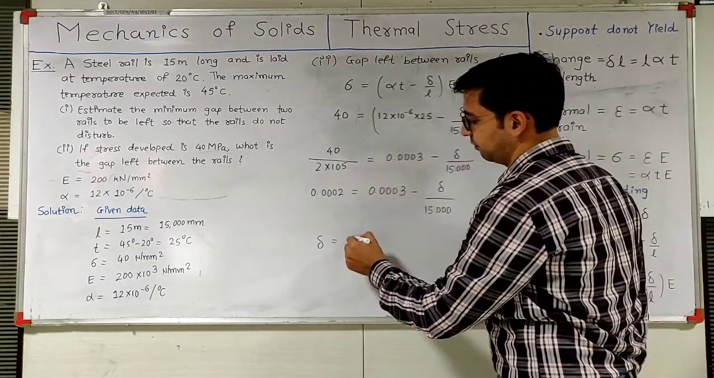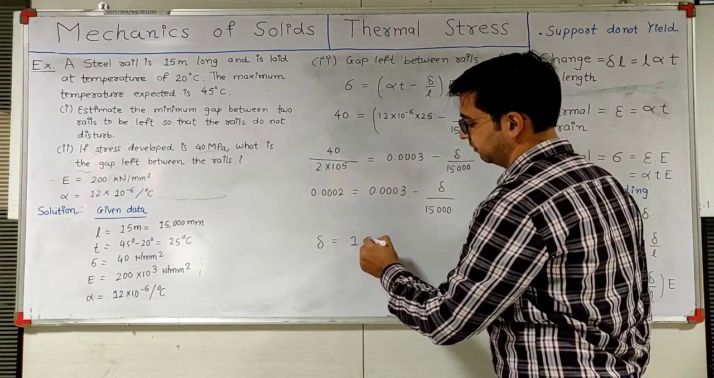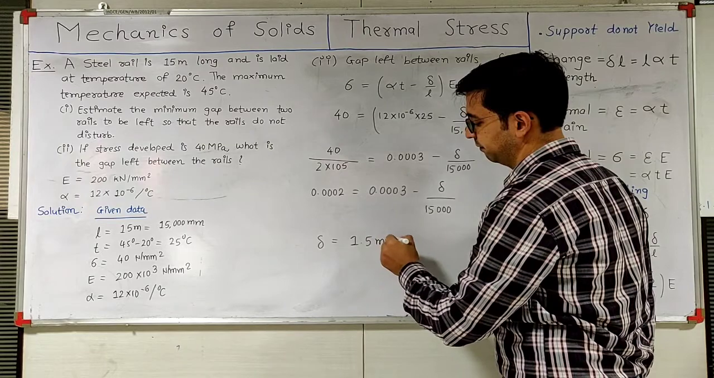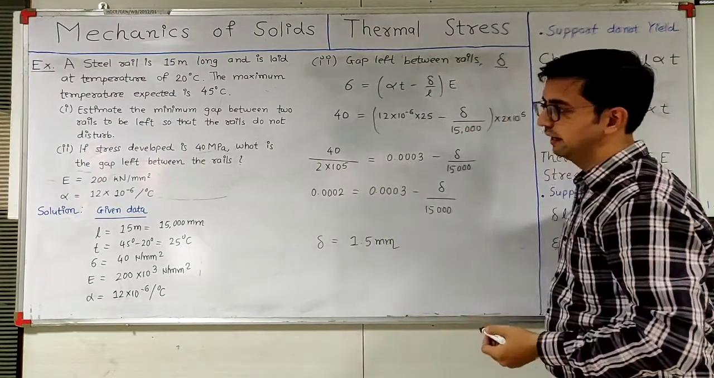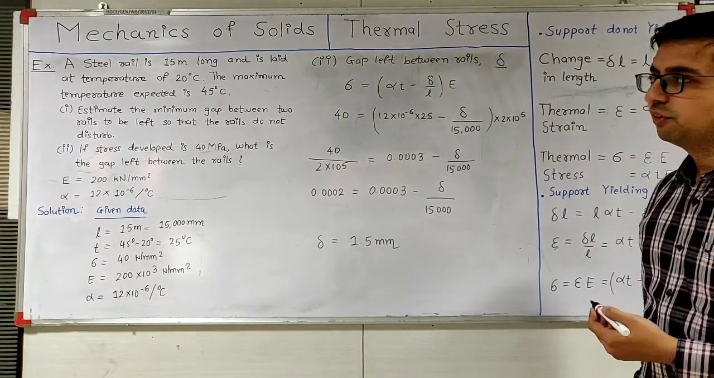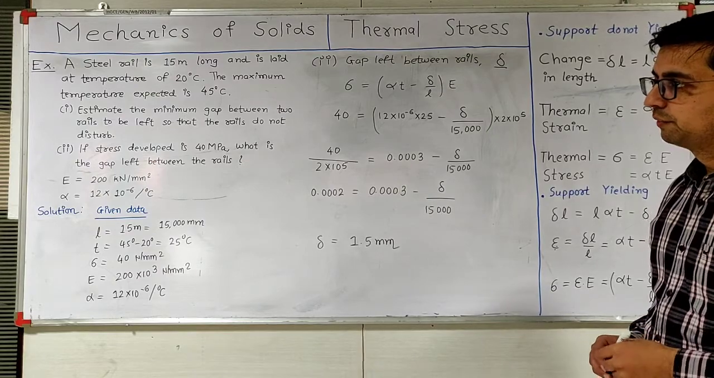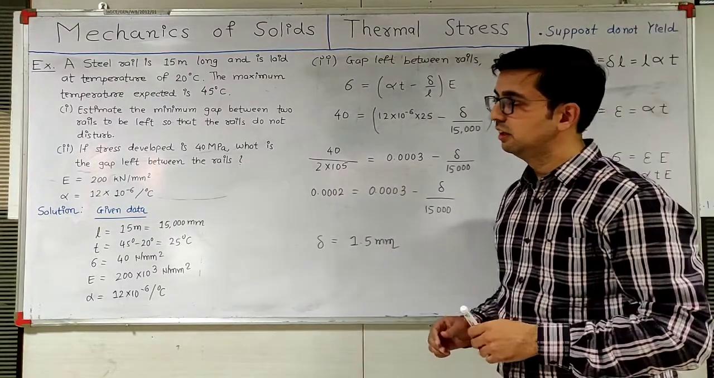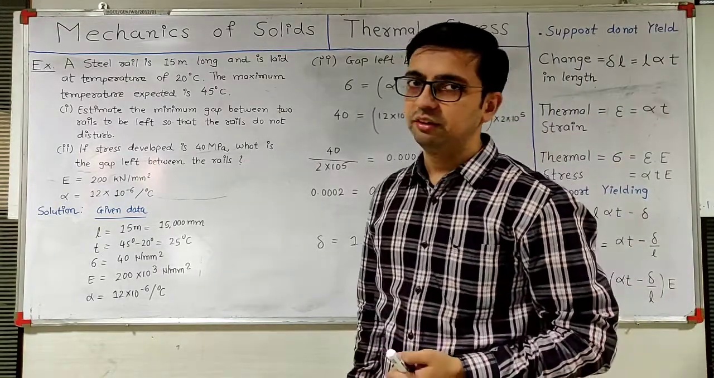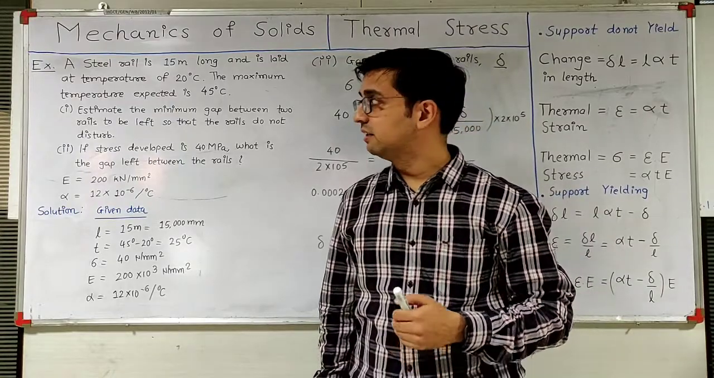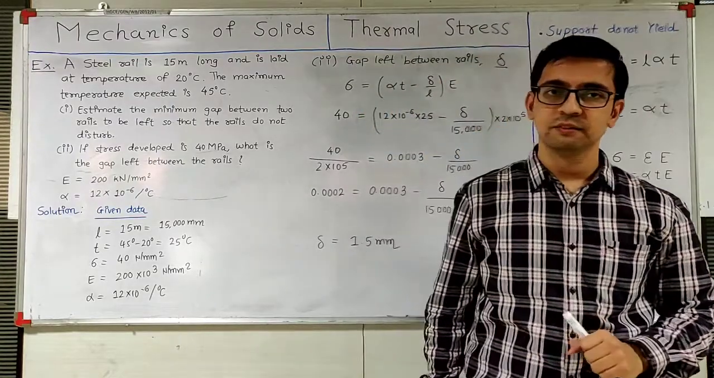as 1.5 mm. So this is the second parameter needed for this example. So by this we will solve these kinds of examples. So let's see the next example.